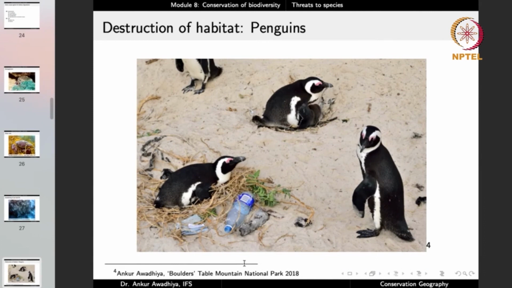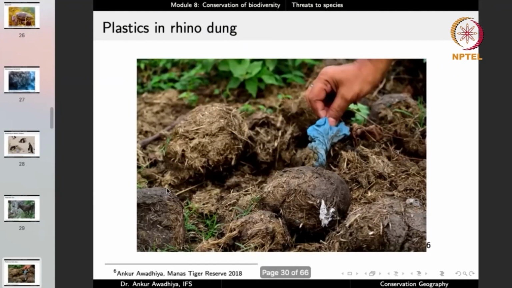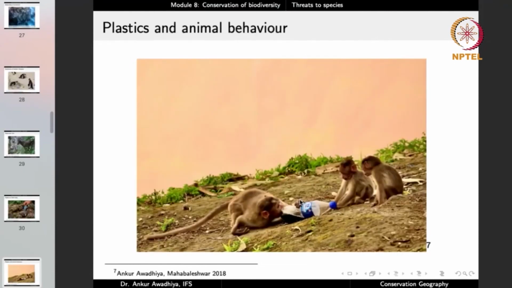Penguins. In the case of penguin habitats, this is from Table Mountain National Park, and you will find that so much plastic is strewn around that it is degrading the habitat. In our country, in Mukurthi National Park, we saw this Nilgiri tahr, and there are these plastics in its habitat. Again, habitat degradation. When we went to Manas Tiger Reserve, we saw rhinoceros dung, and inside the dung we found plastics. So plastics are now everywhere. We went to Mahabaleshwar, and here you find these macaques that are trying to drink cola from this bottle.